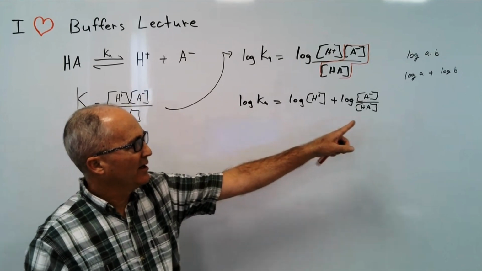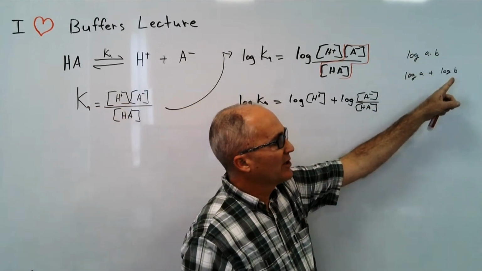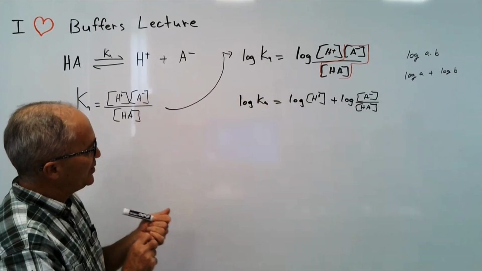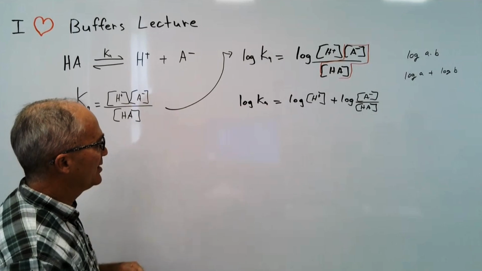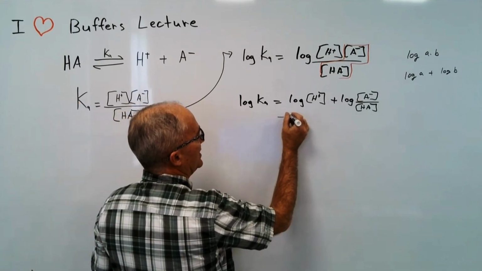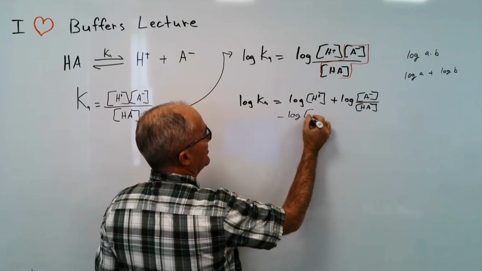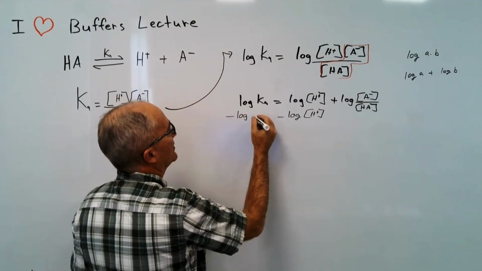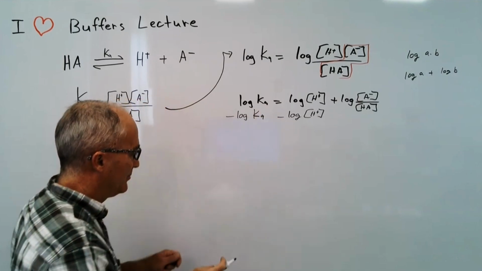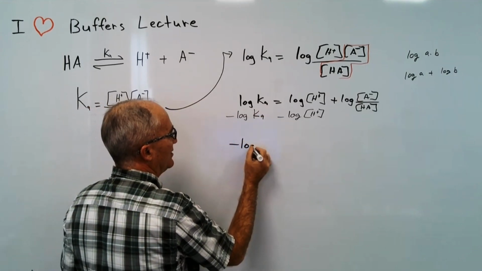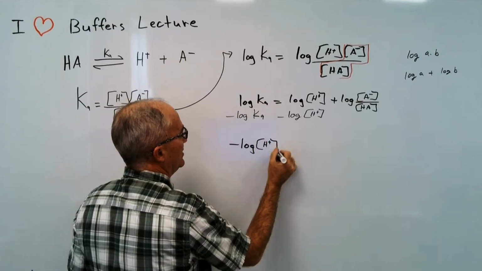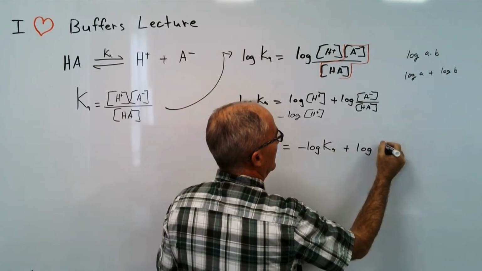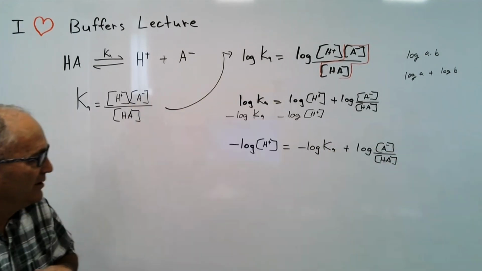All right, so here's this log identity. A log of a product is the same as the sum of the individual logs. Now I'm going to do some algebra or arithmetic on this. I'm going to subtract the log of hydrogen ion from each side. And while I'm at it, I'm going to subtract the log of Ka from each side. So what I'm going to end up with is negative log hydrogen ion is equal to negative log Ka plus the log of A minus over HA.